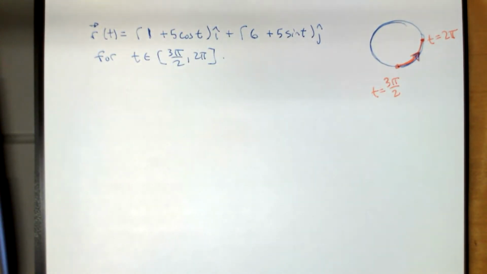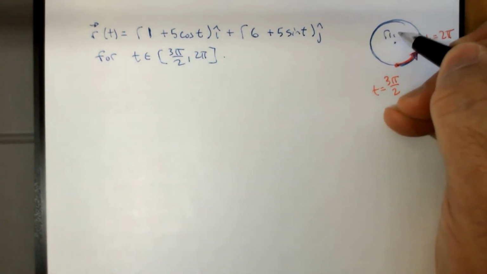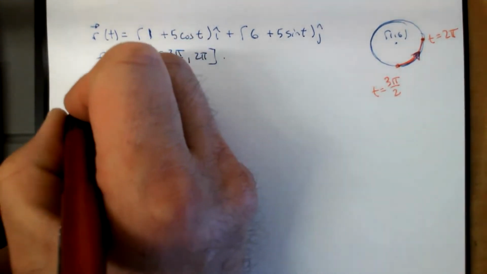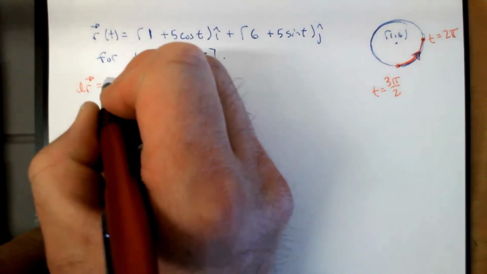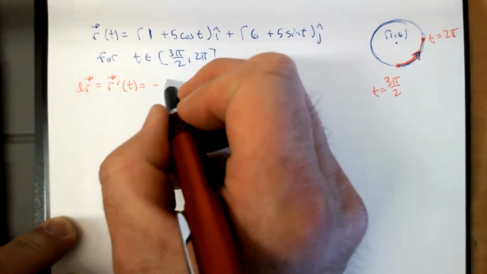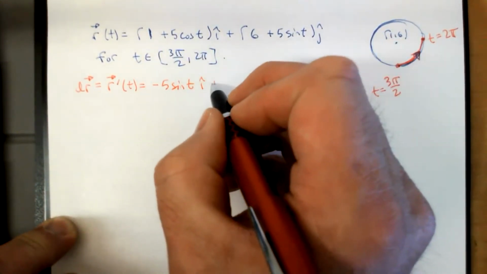Change the amplitude, change the radius, change the vertical shift, change the center. We need r prime to be our dr. The derivative of cosine is negative sine, and the derivative of sine is cosine.